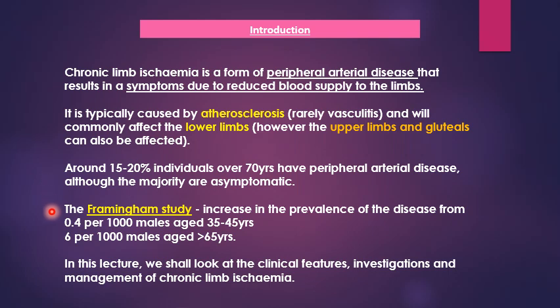The Framingham study reveals the increase in prevalence of the disease, from 0.4 per 1,000 males aged between 35 to 45 years, to 6% per 1,000 males when they reach more than 65 years. In this lecture, we shall look at the clinical features, investigations, and management of chronic limb ischemia.